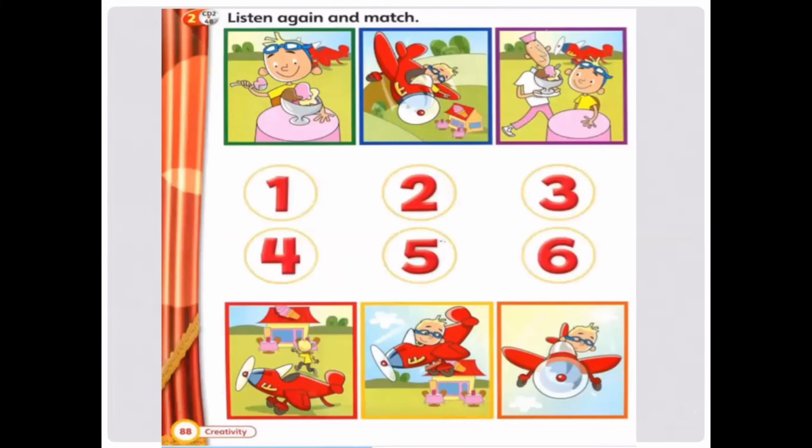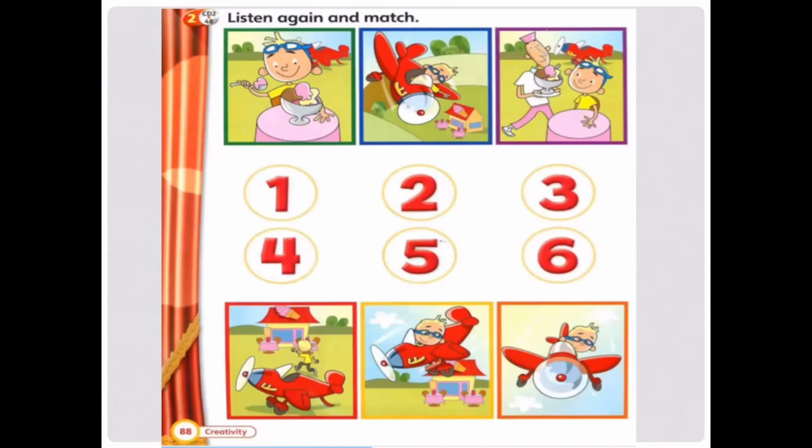Listen and match. Student book, page 88. Number 1. You are flying your plane. Number 2. There is a cafe under the plane. Number 3. Land your plane.